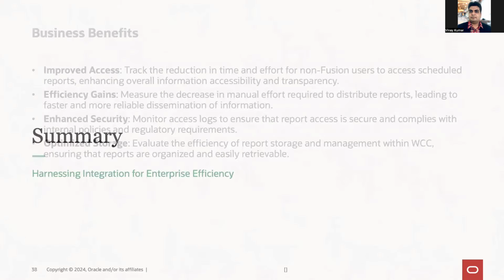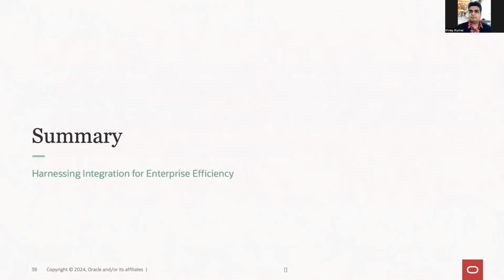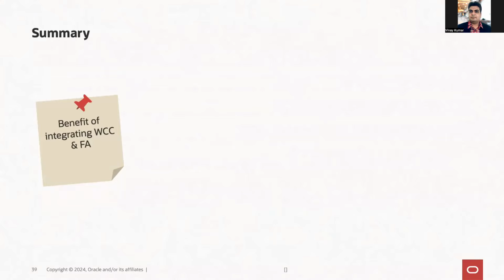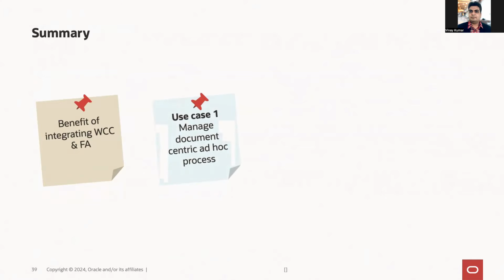So with this, I would like to summarize the entire session for today. Let's take a moment to summarize and see what we have learned today. One thing is, we looked at what the key benefits are of integrating a standalone WebCenter on OCI along with FA. And we have seen the use cases. The first use case was all about partner onboarding, how you can manage ad hoc processes which are document centric. The second use case was about reusable assets.